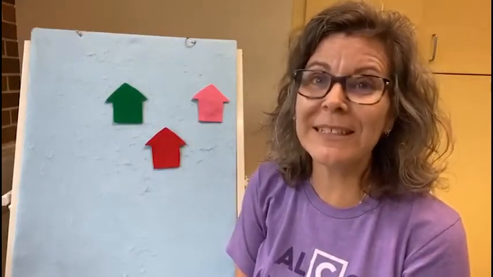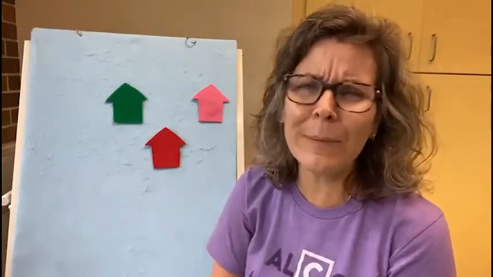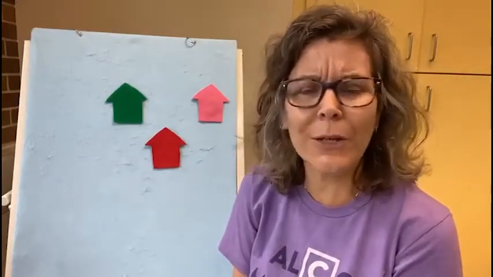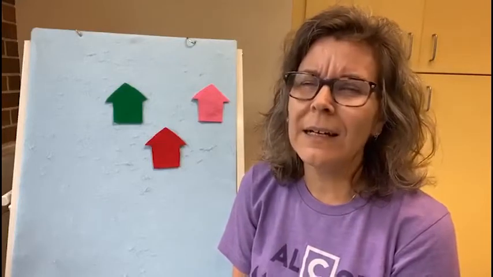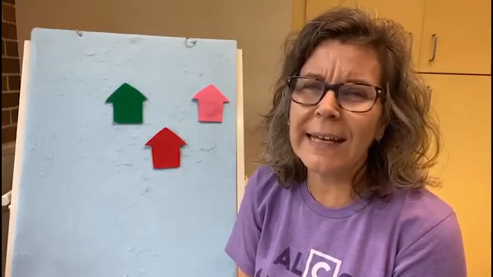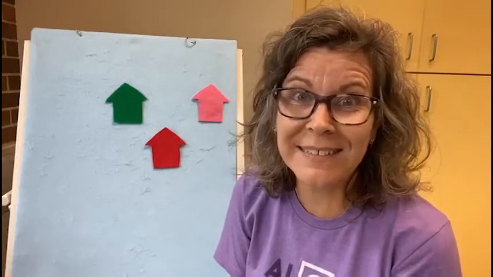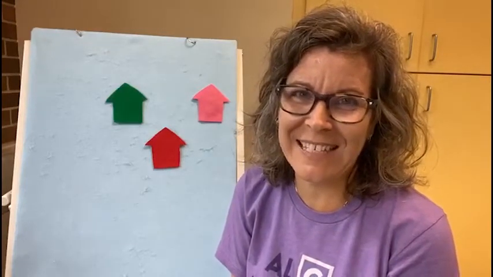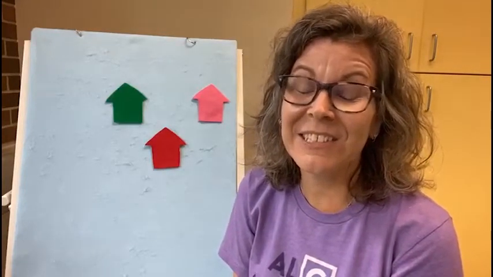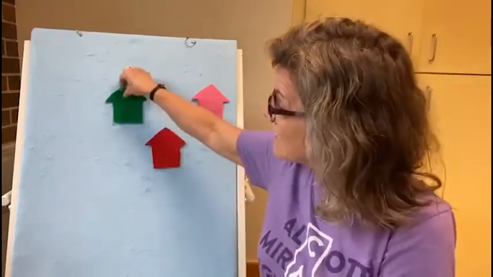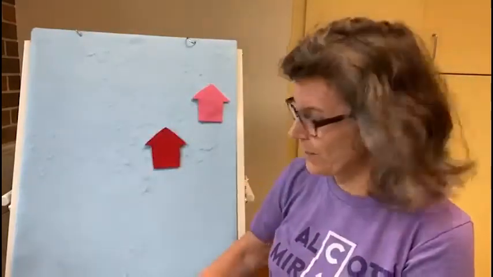Okay, let's say our rhyme again. Little mouse, come on out and play. In which house are you hiding today? Are you hiding in the house that is the color of grass? What color is grass? Green. Let's see. Oh, no.